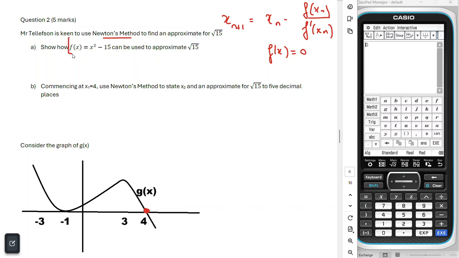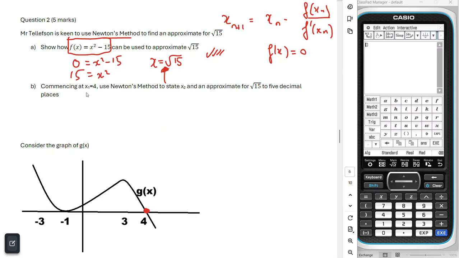So if I used f of x equal to x squared minus 15 in Newton's method, that's what we're trying to do, to find where f of x, which is x squared minus 15, equals 0. If I rearrange that, that says 15 equals x squared. That's actually x equaling the square root of 15. So by using f of x equals x squared minus 15, we approximate the square root of 15. So that's done part A.